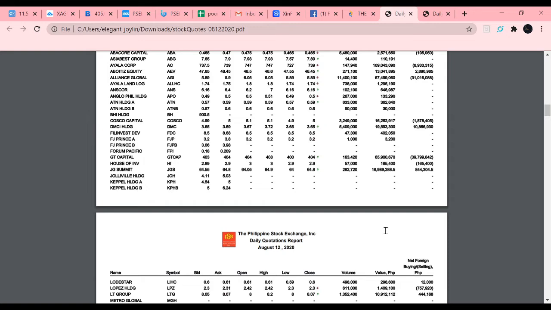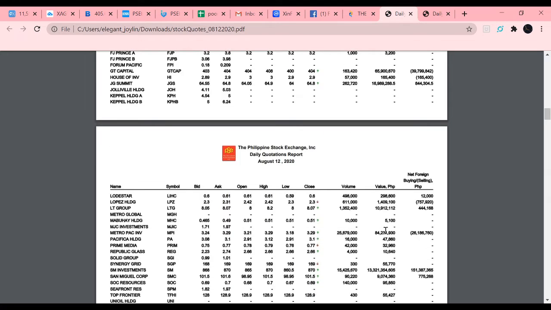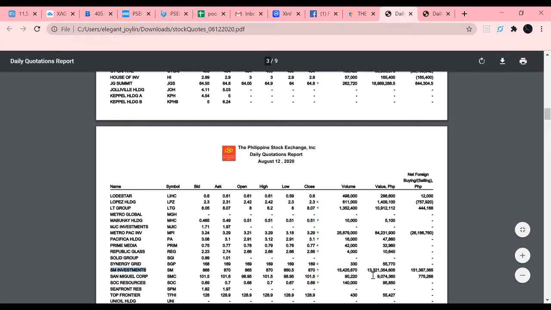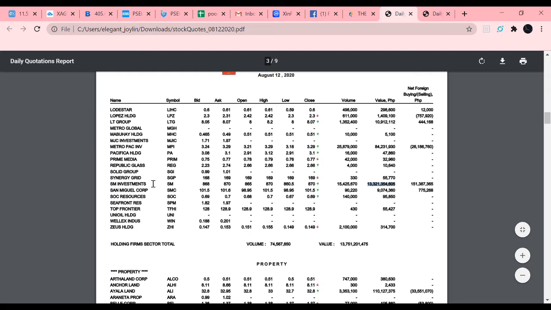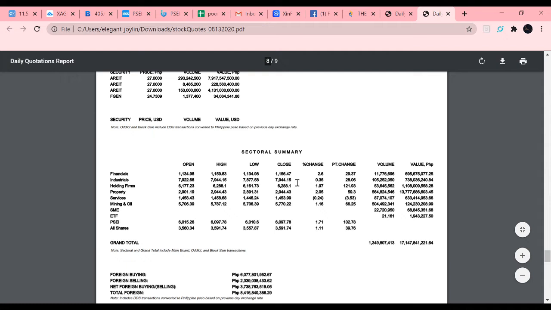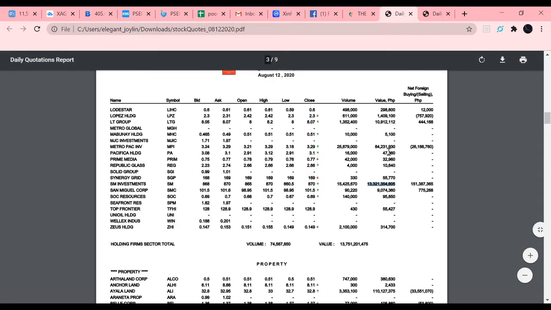14 billion eh. As in 14 billion, which is this? SM. SM ang laki oh. Pumasok sila sa SM. So, yun yung kita mo, 13.32 billion pesos. So, ang daming investors na pumasok sa SM Group. So, yun yung story. Nung kahapon, August 12, investors are buying SM.